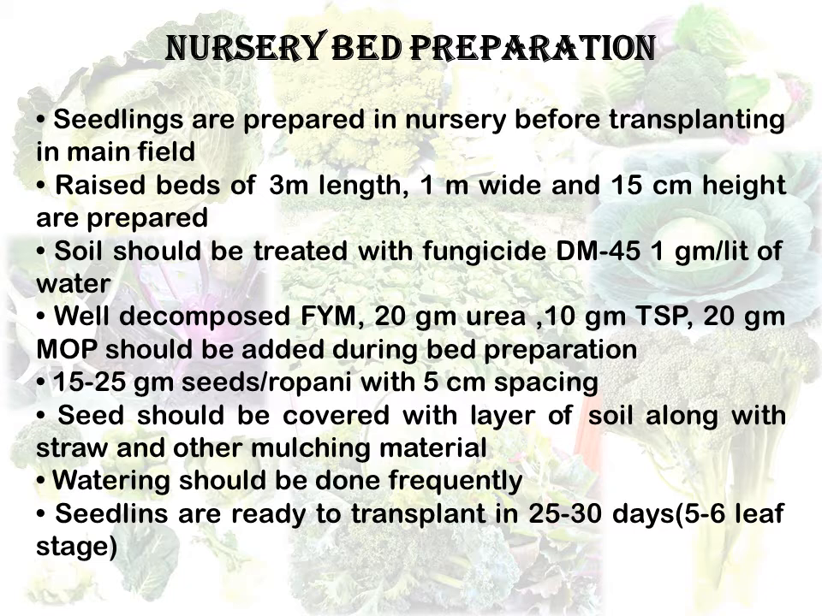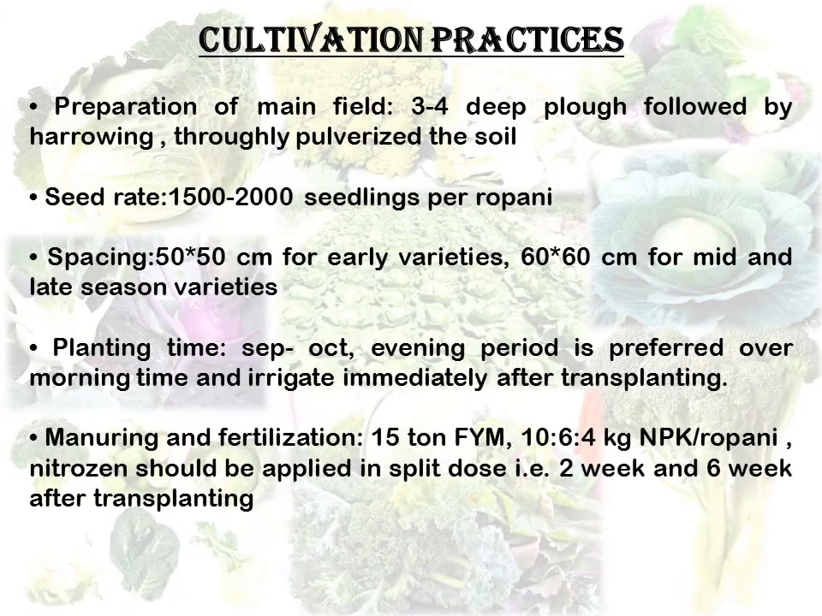Definitely you have to apply FYM, urea, and MOP, and 15 to 25 grams of seed per opening with 5 centimeter spacing. So this is done. Then cultivation practices like seed rate, generally 1500 to 2000 seedlings per opening. So this is, again, a different cultivation practice.